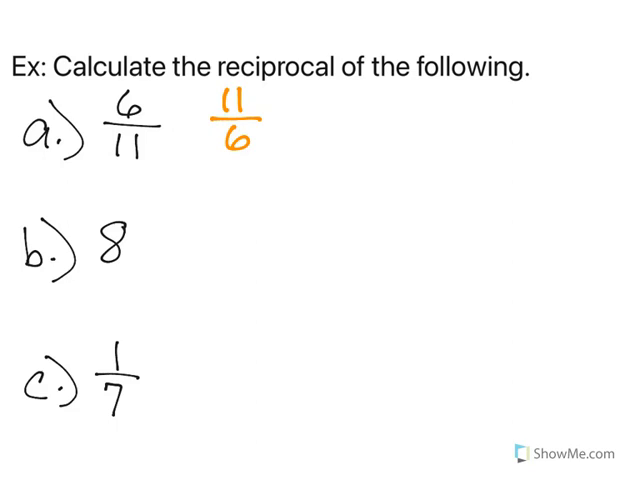When I look at the next one, which is just 8, what is the reciprocal of 8? Well, think about 8 as a fraction. So if I have 8 over 1, that makes it a fraction. Now let's flip it, 1/8. So if you have a whole number, put it over 1, then flip it. Letter C, we have 1/7. The reciprocal of 1/7 would be 7 over 1. Well, 7 over 1 is the same as 7, so it's just a whole number.